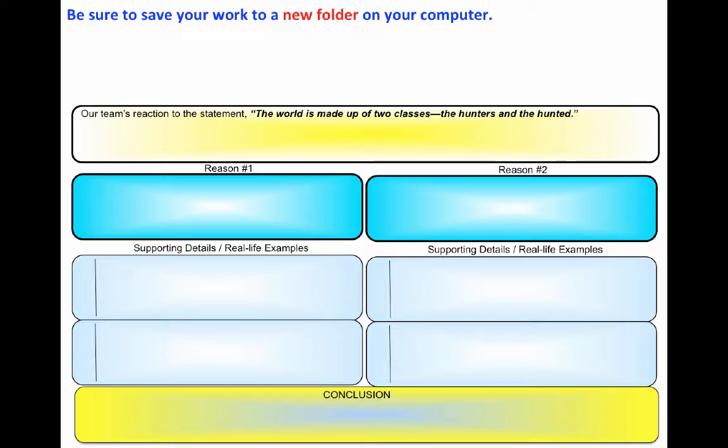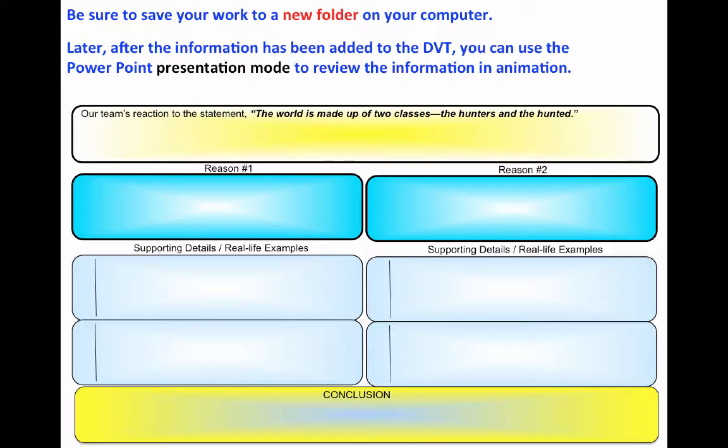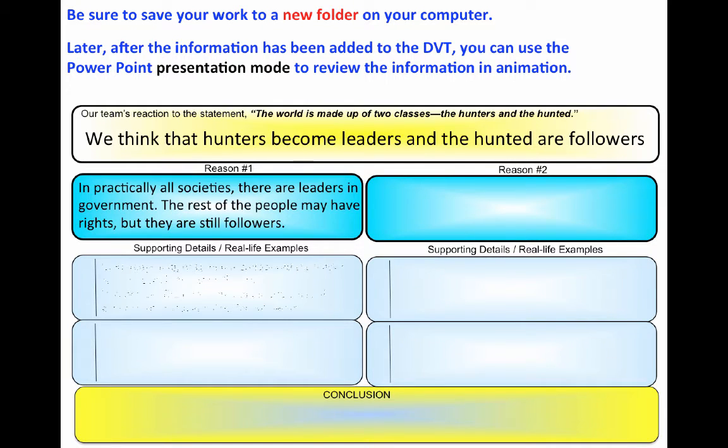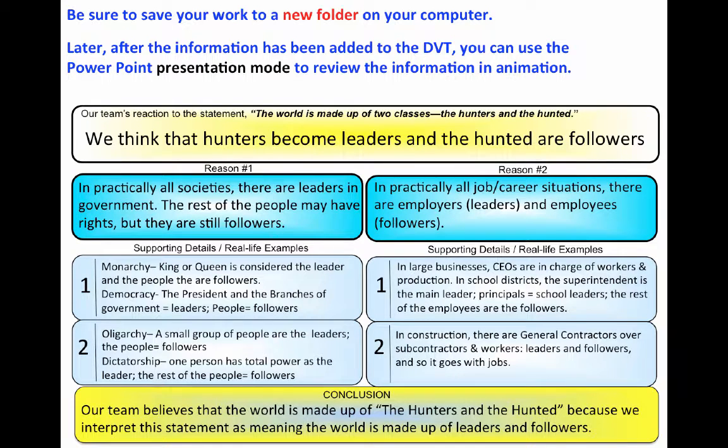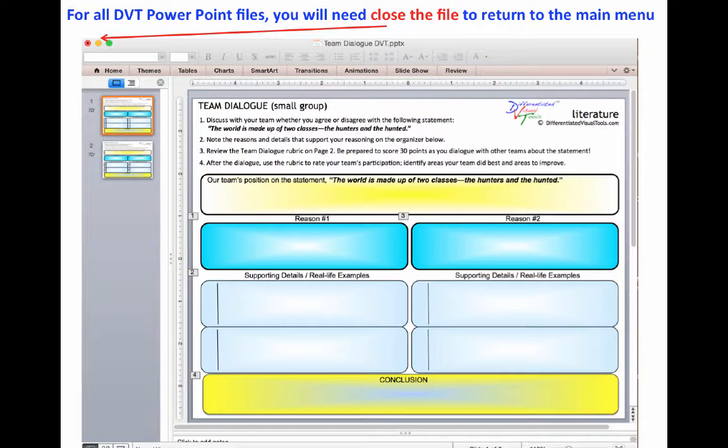Once you've inputted the information on the DVT and saved it, then later on you can use it to review the information with students, and you'll notice that the animation has been built into it. So for an example, it might look something like this. So each part of it is revealed one at a time. Now, after you've finished with working with a particular PowerPoint slide of a DVT, in order to get back to the main menu, you basically close out the file.